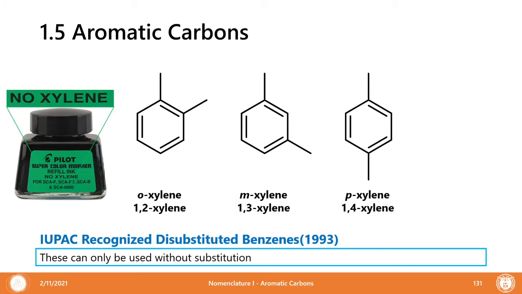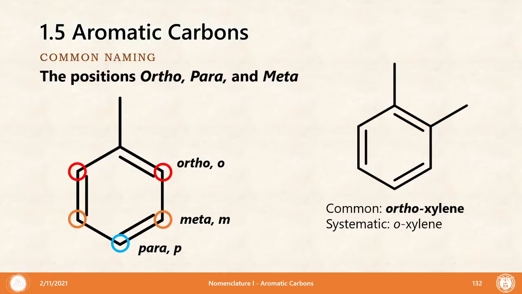So here are some other recognized disubstituted benzenes. So they have two substituents. We have xylene, which is two methyl groups connected to a benzene. Okay, so depending on their position, they can be termed 1,2-xylene, 1,3-xylene, and 1,4-xylene. They also have another name, which is o-xylene, m-xylene, and p-xylene, which I will explain right now. Okay, so why did they use o, m, and p?